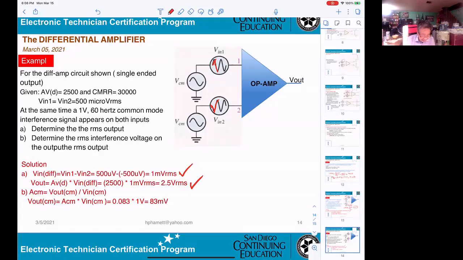Determine the RMS interference voltage on the output. ACM equals V out divided by V in CM, and V out CM equals ACM times V in CM. The gain we already know is 0.083, and the voltage for the common mode is 1 volt, and that's why you get 83 millivolts.